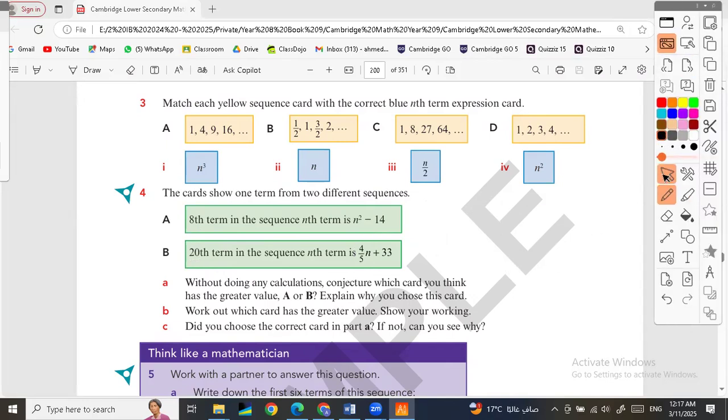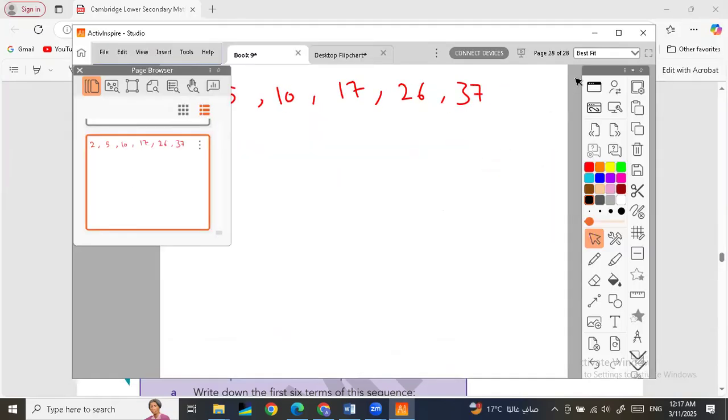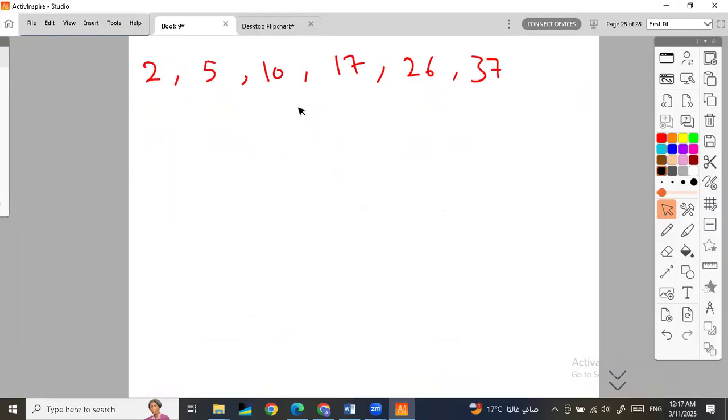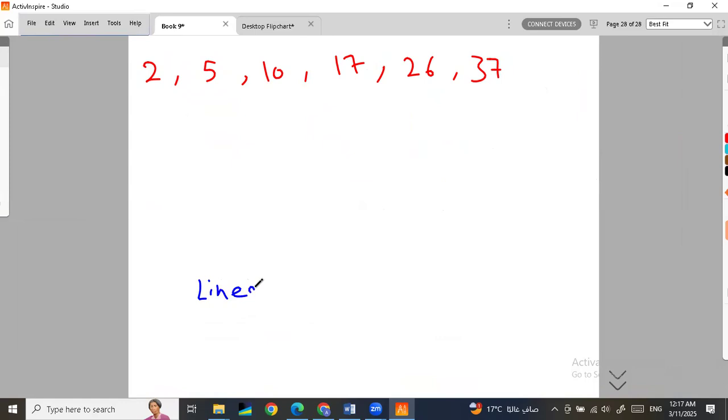All right. So here, let's go to this sequence. I have here 2, 5, 10, 17, 26, 37. There are two types of sequences that we're going to talk about right now. We have linear and we have quadratic. It comes up a lot that they request you to determine if a sequence is linear or quadratic, or they can say neither. So let's see: is this linear, quadratic, or neither?